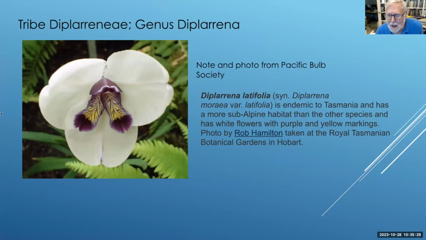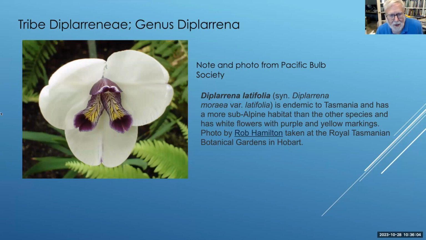Now, I said at the beginning that all irises have 2 stamens. This is the one exception. Diplarrena has 3 stamens. This one has 2, and the 3rd stamen is made into a nectary. So it's not a stamen really at all. So this is a real oddball, and it's sort of a pretty flower and sort of interesting. And it's endemic to Tasmania. Again, one of those primitive areas where the iris began.